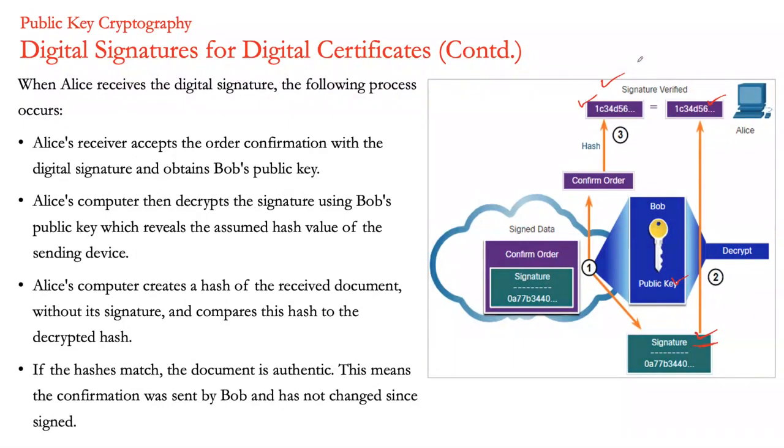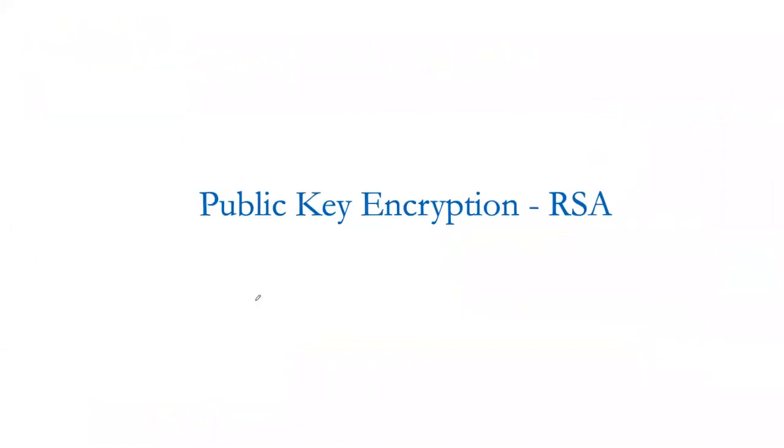So the authenticity will be there, and data integrity will be there here. If the hashes match, the document is authentic, and this means that the confirmation was sent by Bob only and has not been changed. So once the order is confirmed, then you may go with the payment part. So this is the digital signature with your certificate part.